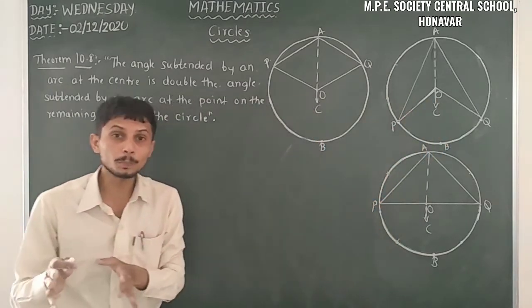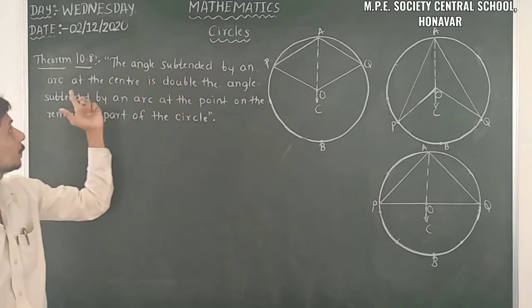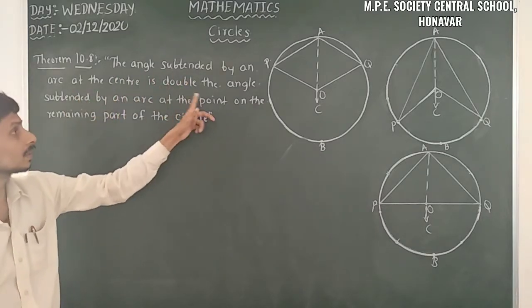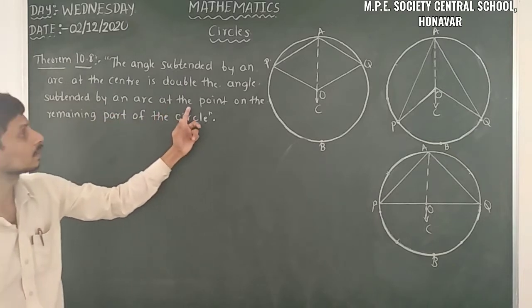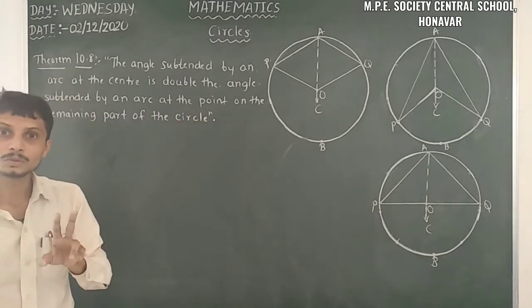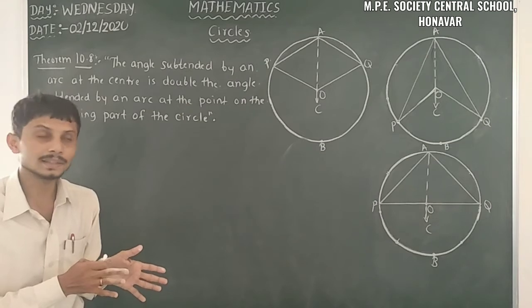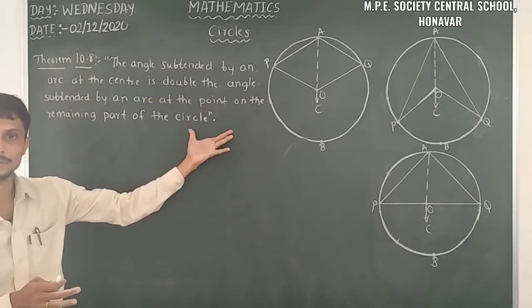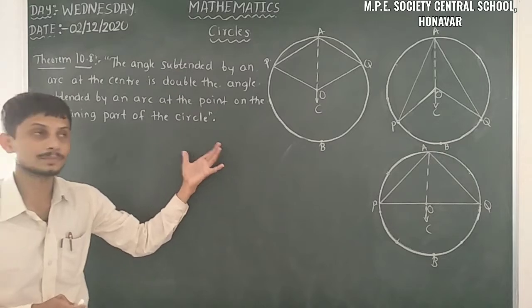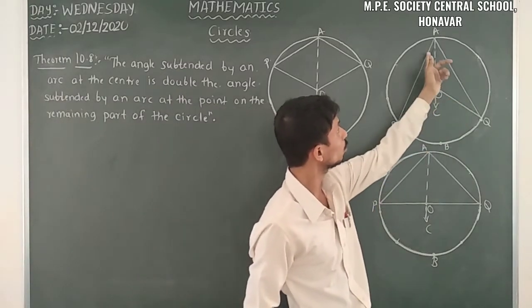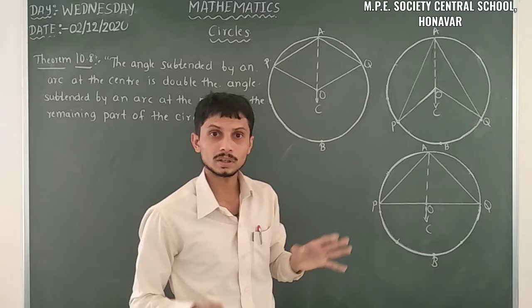So here there are two parts: one is the angle subtended by an arc at the center, and another is the angle subtended by an arc at a point on the remaining part of the circle. The relation is, this is equal to 2 times this part. This is equal to 2 times this part. That means this part is equal to 2 times this part. Okay, this is the thing.